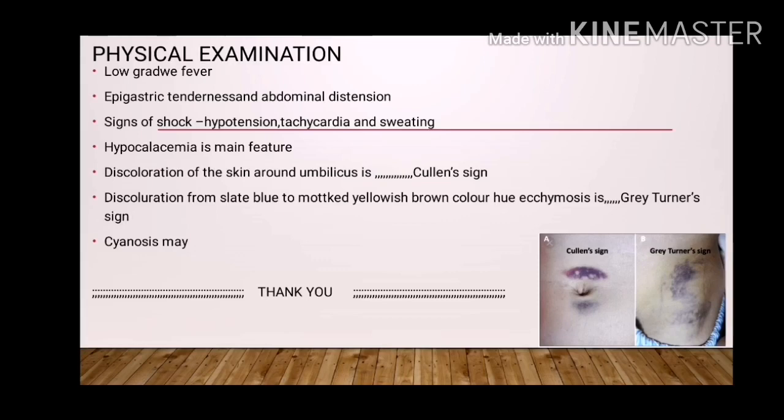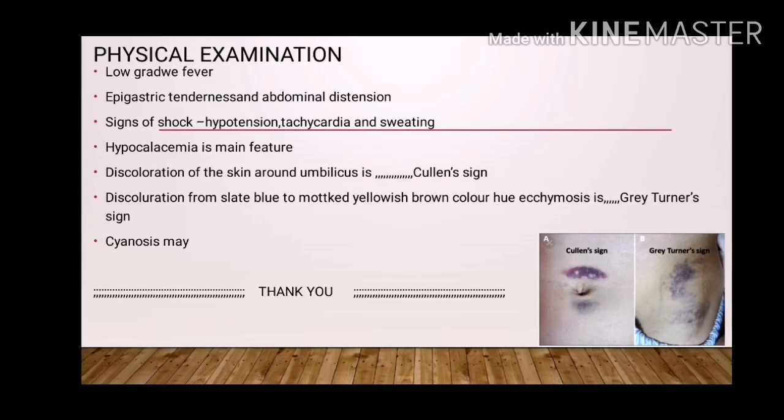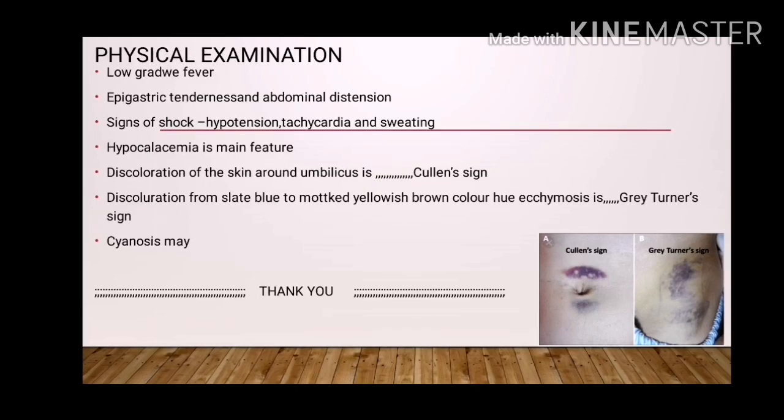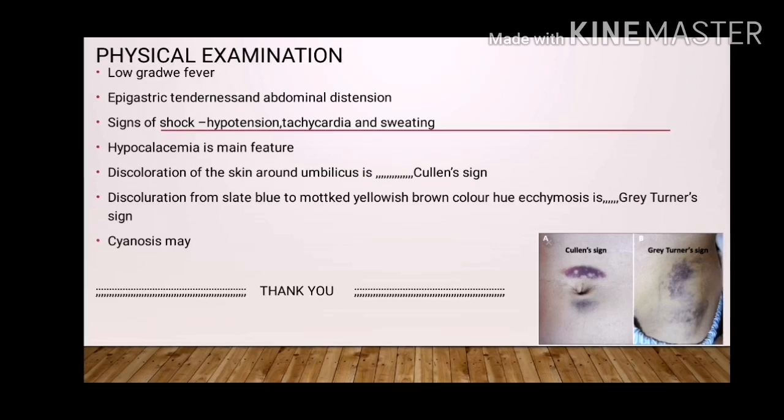Discoloration of the skin around the umbilicus is Cullen's sign. Discoloration from slate blue to mottled yellow-brown color, due to ecchymosis, is called Turner's sign, and cyanosis may be present. Remember: slate blue to mottled yellow-brown.